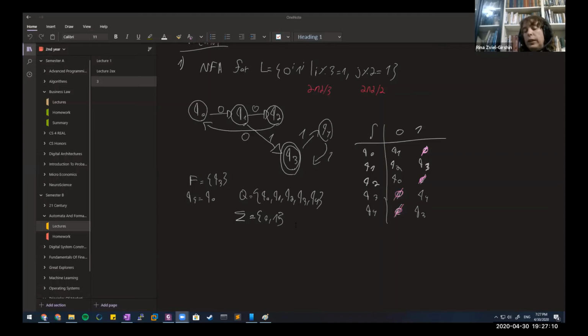Okay, the starting state is Q0, and the set F of final states or accepting states. F is only the state Q3, because only in state Q3 do we have a number of zeros that divided by 3 gives us 1, and an odd number of ones. So this is a formal definition, and that's what we were asked to do. Any questions? Anybody? No questions? If no questions, we are moving to the next question.